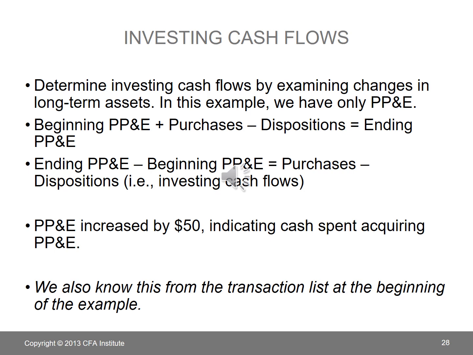So here are the formulas that you can use to calculate these items. The beginning PP&E plus the purchases minus any dispositions would give us the ending balance for PP&E. The ending PP&E minus beginning PP&E would equal purchases minus dispositions. So we can basically swap this formula around.